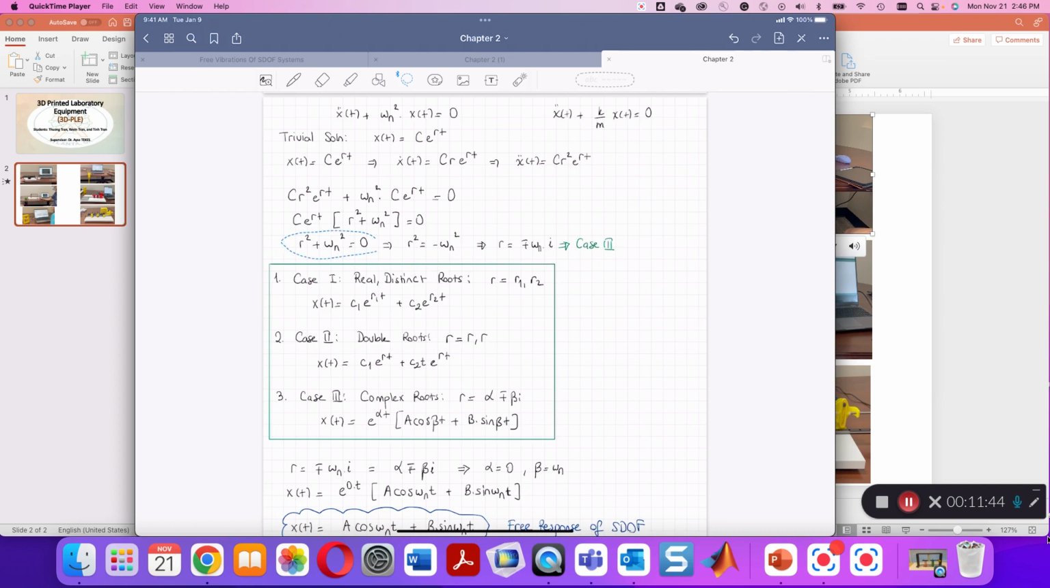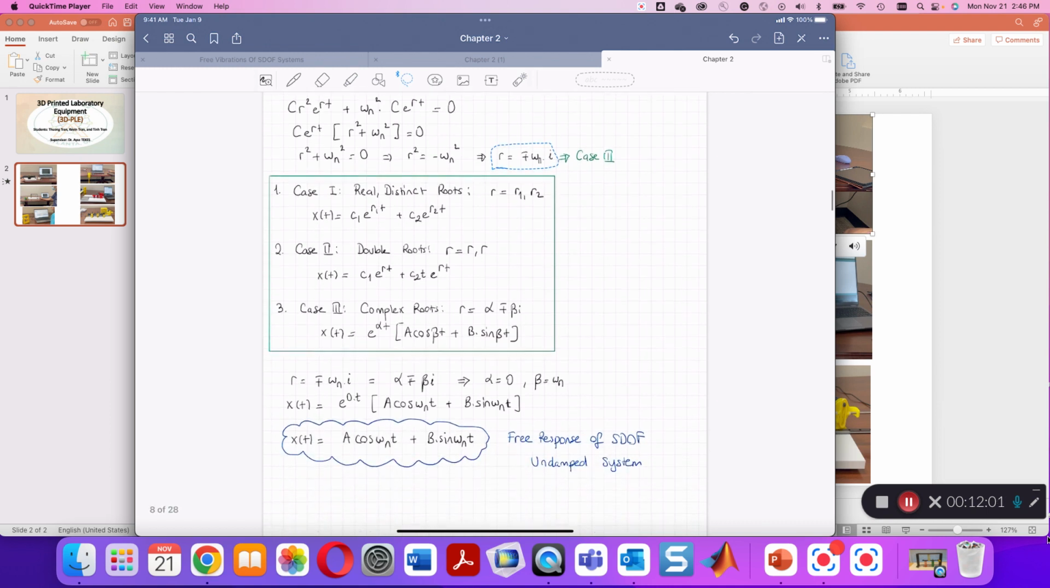So this is actually your characteristic equation or auxiliary equation. In this one, r squared, where r are the roots of your equation, should be equal to negative omega n squared. And the square of a real number cannot be negative, so it means we don't have a real solution but a complex solution. So what does that really mean?